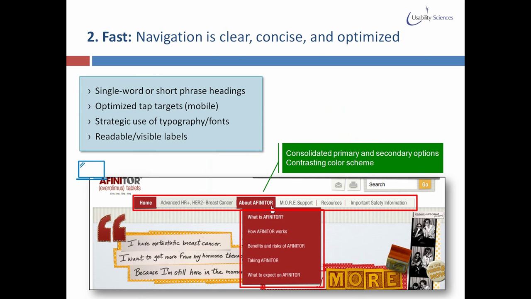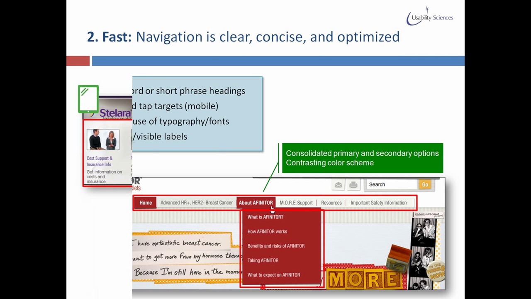Fast. Navigation that is clear, concise, and optimized. So regardless of the type of platform that your website is on, you've got very fast navigation. And what this means is that single word or very short phrases in terms of the headings, tap targets that have been optimized on mobile, strategic use of fonts and typography, and then really ensuring that you've got readable and visible labels. So in this example here, this is Affiniter.com, a pharmaceutical website, and as you can see, very strong color contrast, a very consolidated and concise navigation for the desktop experience.